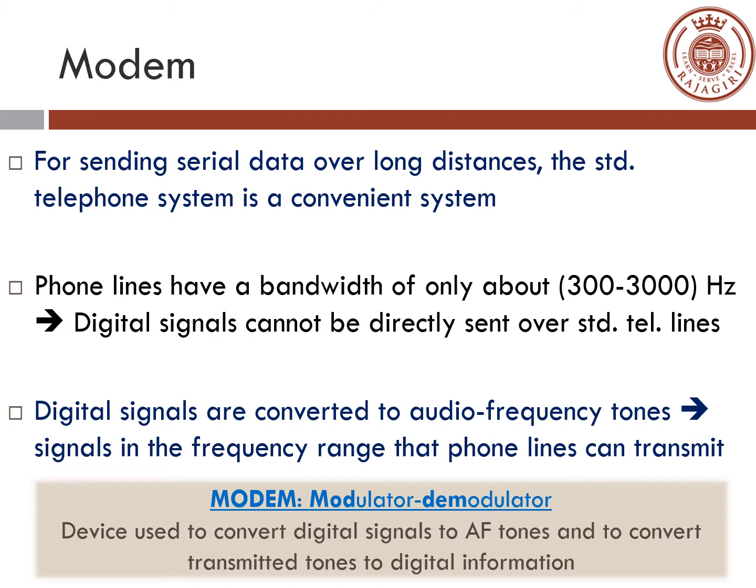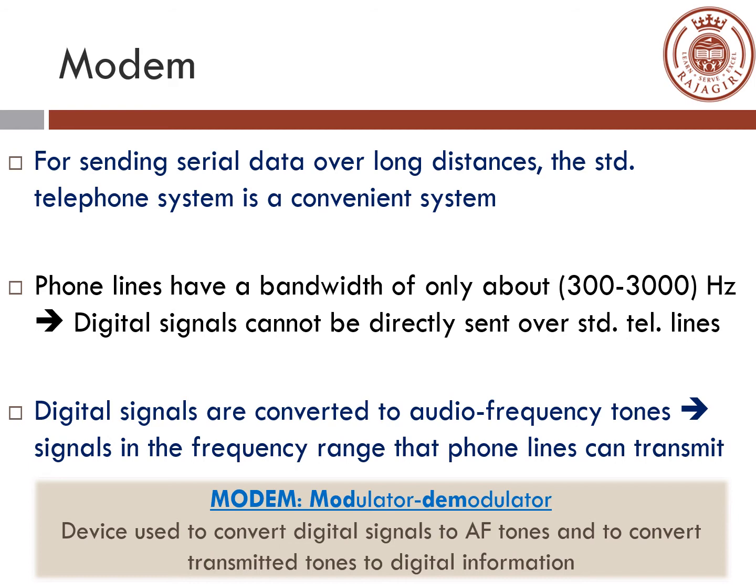For sending serial data produced by the microprocessor or the computer over long distances, we can use the existing telephone system, which will make it very convenient. But telephone lines are meant to send audio frequency information, around 300 to 3000 Hertz. So the digital signals coming out from the microprocessor at a higher clock rate cannot be directly sent over standard telephone lines. These signals need to be converted to audio frequency tones.